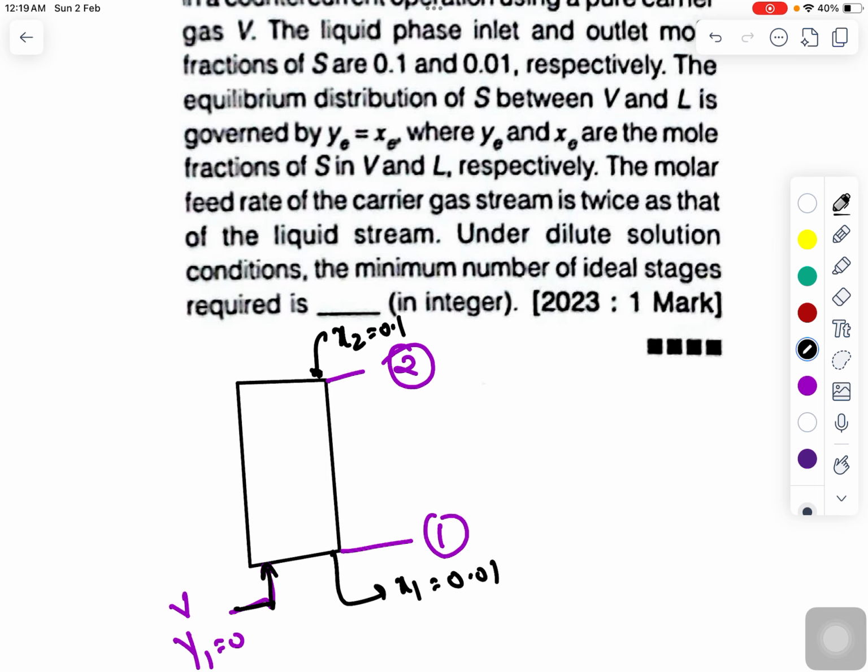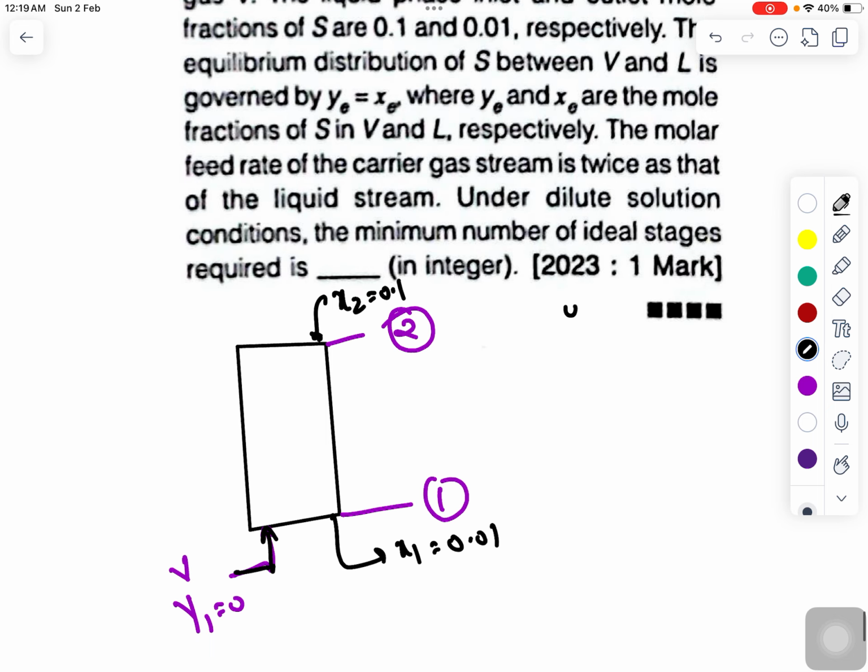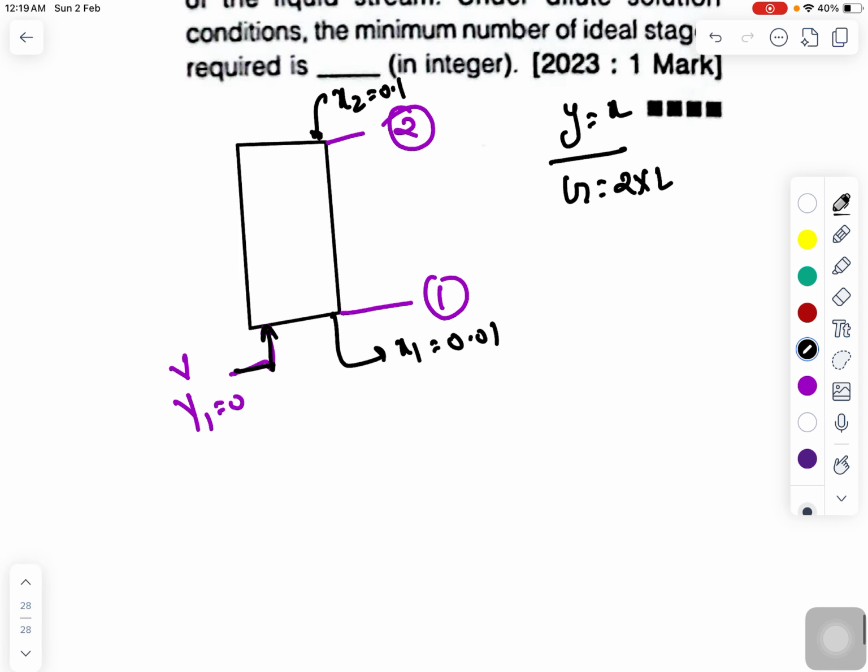The equilibrium distribution of S, the equilibrium relation, is y equals x. And the molar feed rate of the carrier gas stream is twice that of the liquid. So here you can see G equals 2 multiplied with L. The molar feed rate of the carrier gas stream is twice the liquid stream. Under dilute condition, what will happen? Mole ratio will be equal to mole fraction. The minimum number of stages is required.